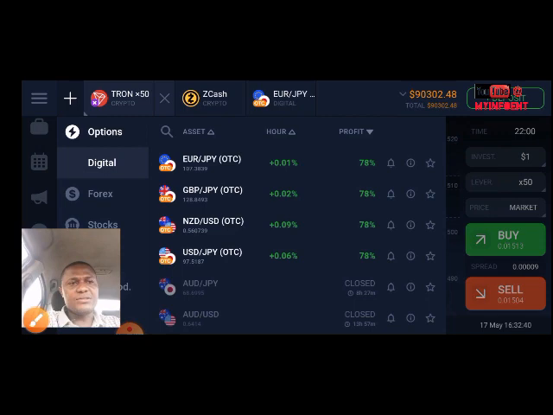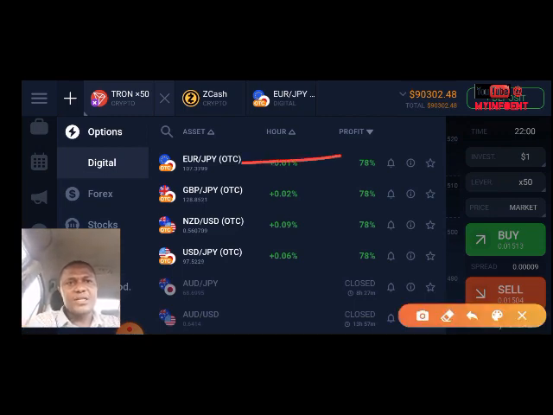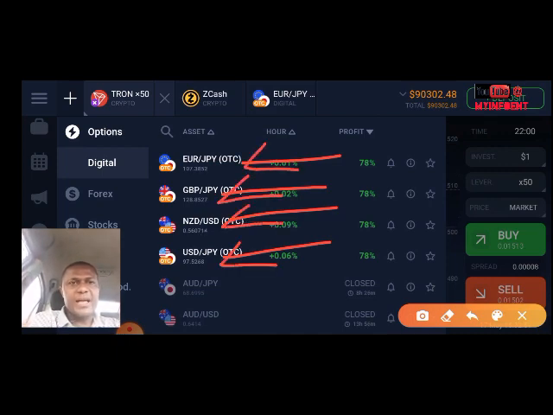As you can see, all these are what currency pairs. This is Euro Japanese, this is Pound Japanese, this is New Zealand USD, this is USD Japanese. So these are currency pairs. In a currency pair, they have the base currency and the quote currency. The base currency is the first one here, while the quote currency is the second one here.